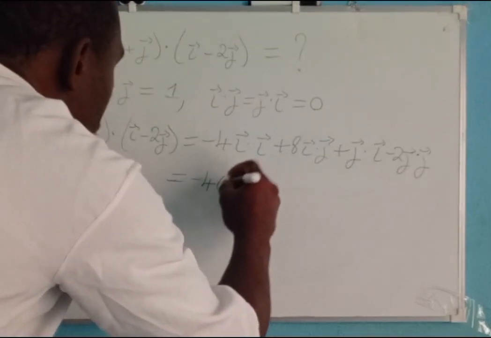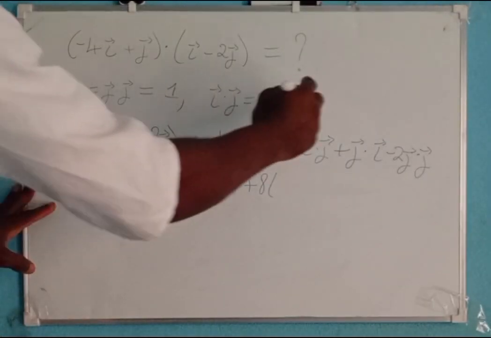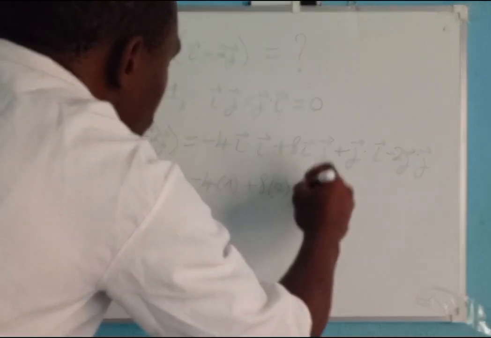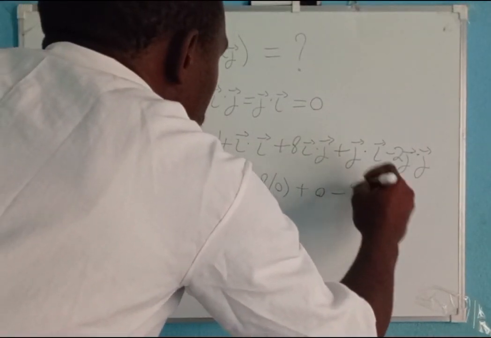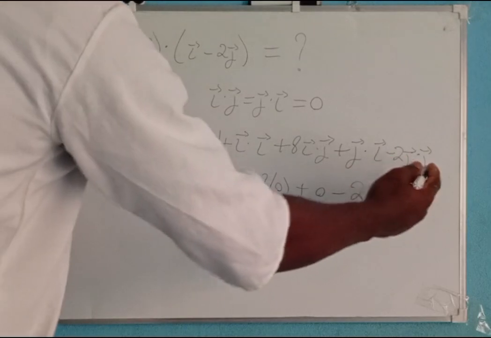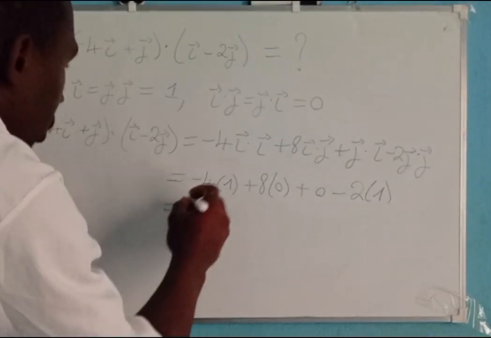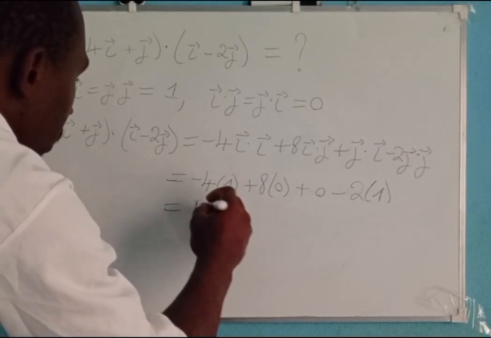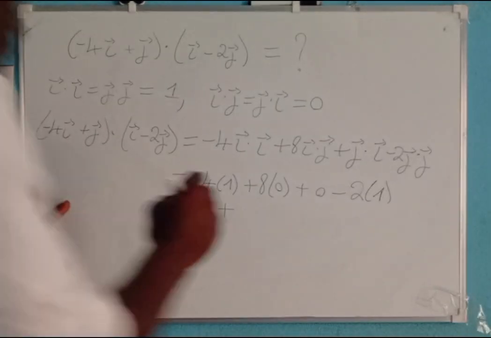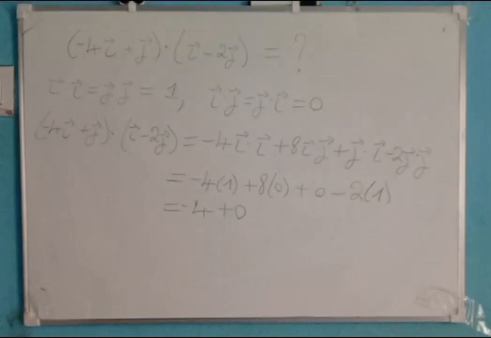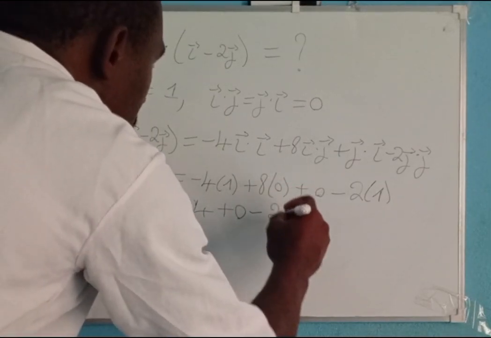Negative 4 times 1, plus 8 times i dot j, which is equal to 0, plus j dot i, which is equal to 0, minus 2 times j dot j, which is equal to 1. 2 times 1. This will simply be equal to negative 4 plus 8 times 0 gives us 0, plus 0 remains 0, minus 2 times 1, which is 2.